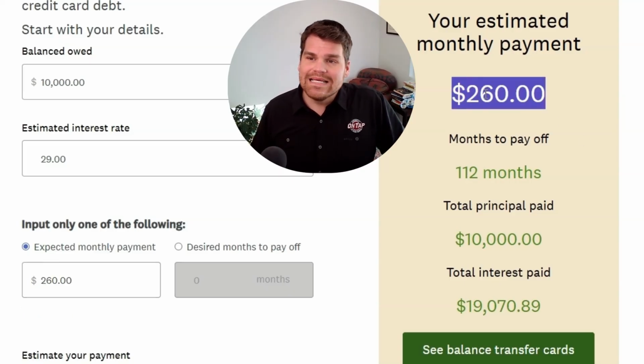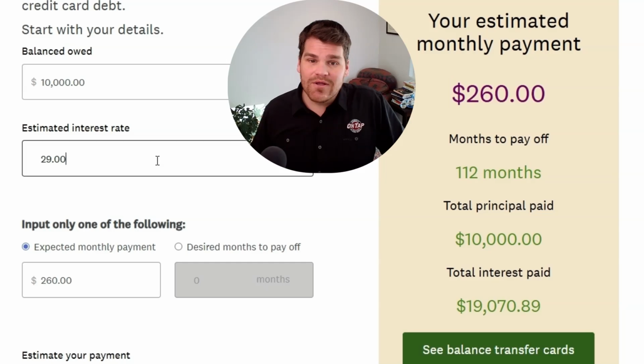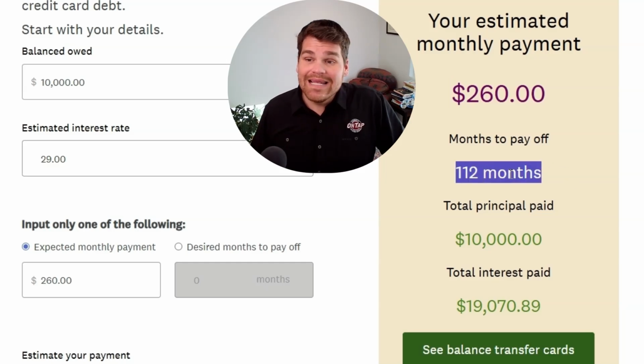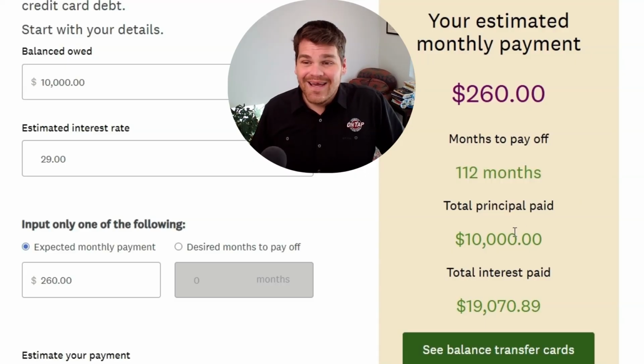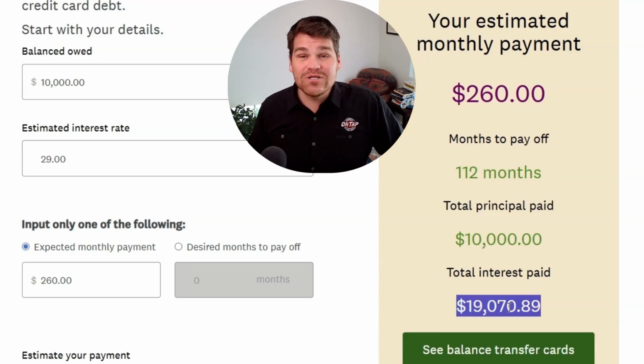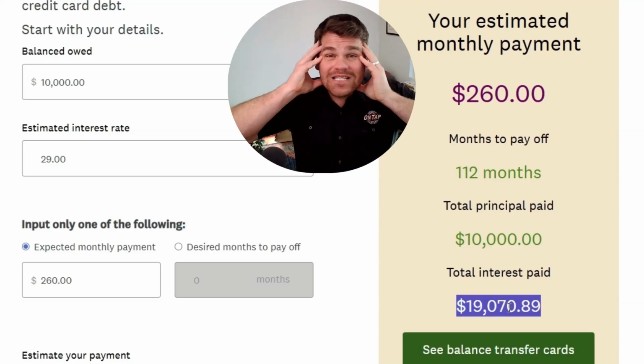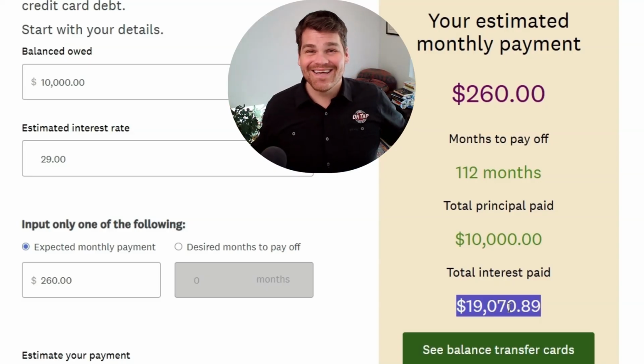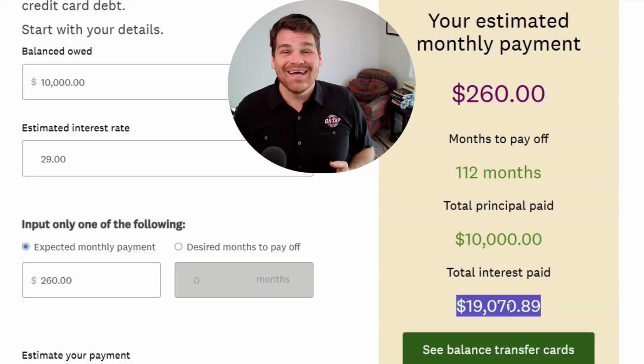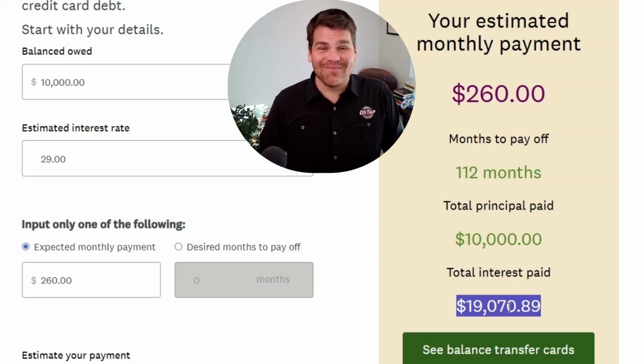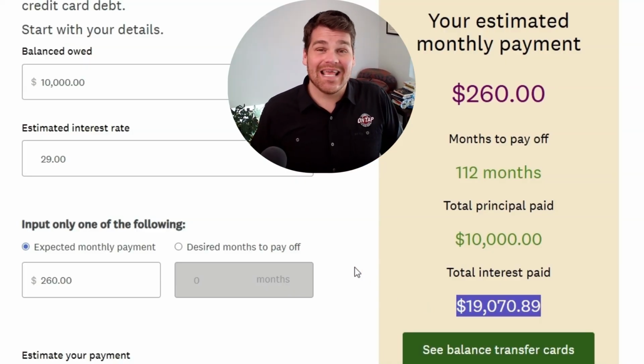And what we'll see is that if I'm making the minimum payment on this card at 29% interest, it is going to take me 112 months to pay this card off. And on the total $10,000 balance that I owe, I am going to pay $19,000 of interest. Goodness, that makes me mad at the credit card companies out there charging these insane interest rates.